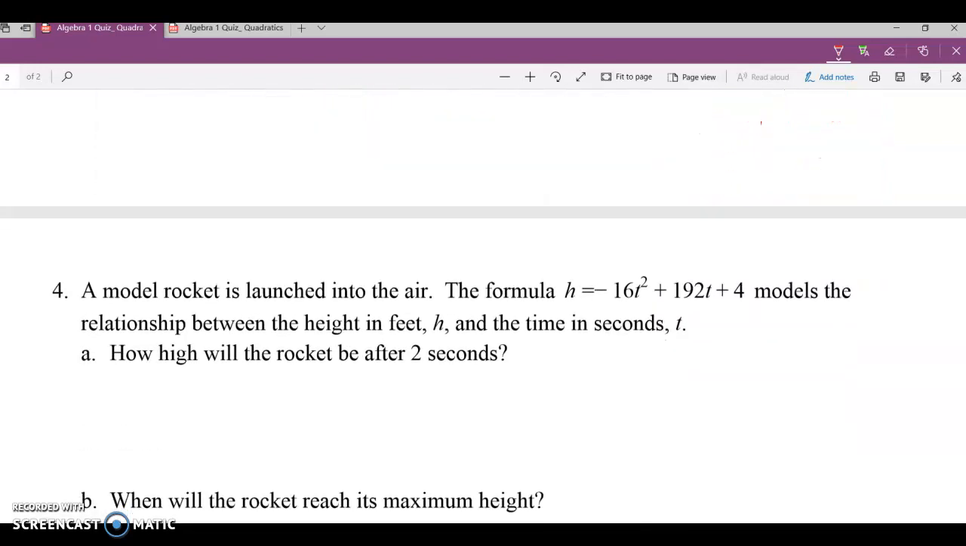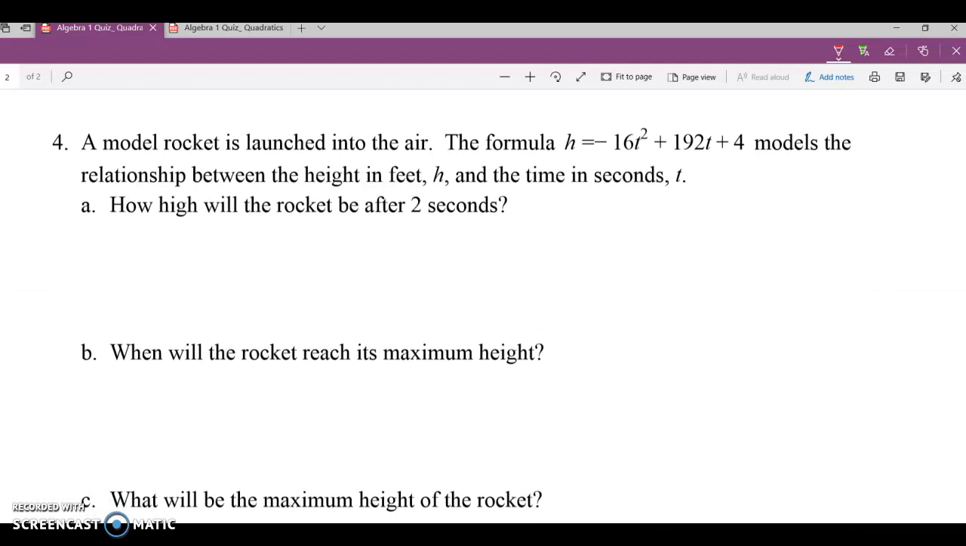All right, moving on. I've got one of these min-max quadratic word problems. I've got a model rocket launched into the air. The formula h equals negative 16t squared plus 192t plus 4. That's going to tell me the height at any given time, where height is h and time is t. So how high is this going to be after t seconds? Or I'm sorry, after 2 seconds. t is 2. I'm just going to plug that into the equation.